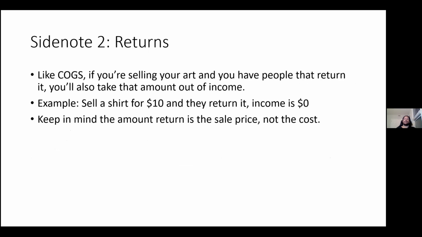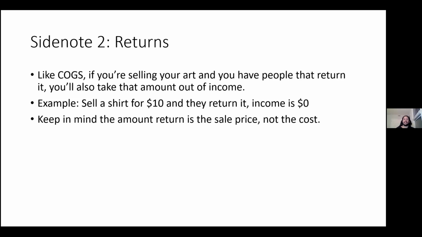And then the second side note is returns. Like cost of goods sold, if you're selling your art and you have people that return it, you'll also take that out of your income. So these are things that we're omitting from your income. I have a small example. You sell a shirt for $10 and return it, your income is 0. Even though you got money, you gave the money back. So any money that you're giving back to people, we obviously want to omit from income. And keep in mind the amount returned is the sale price, not the cost. Even though that shirt cost $4 to make, we're talking about money that you received and then gave back. So in a situation like that, the income will be 0 because you got 10 and then you gave it back.